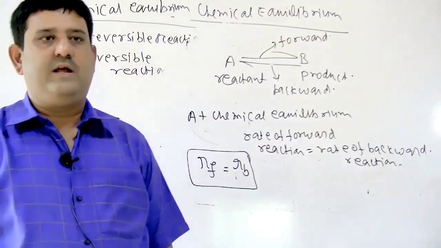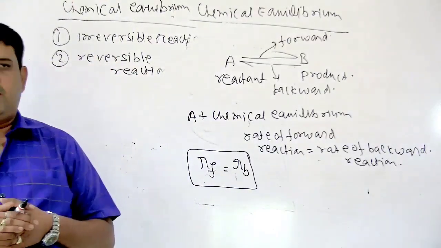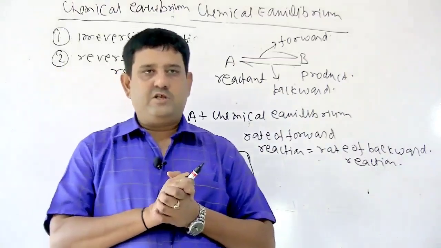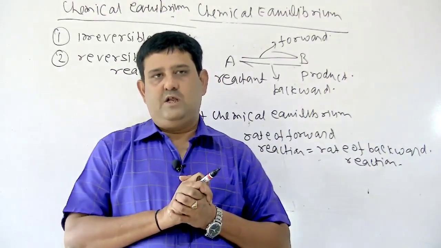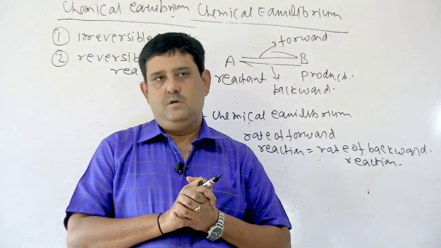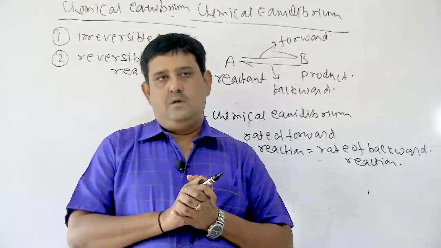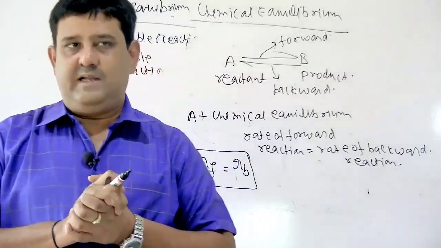What is happening over here? The rate of forward reaction is equal to the rate of backward reaction. In that case, there is an establishment of chemical equilibrium. Clear? So what is the rate? How is it going to be identified?